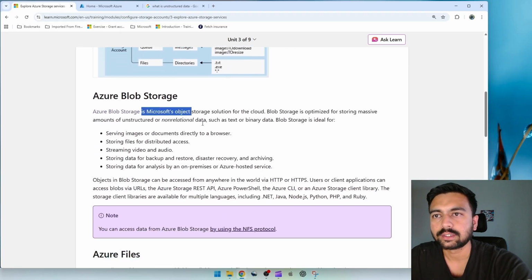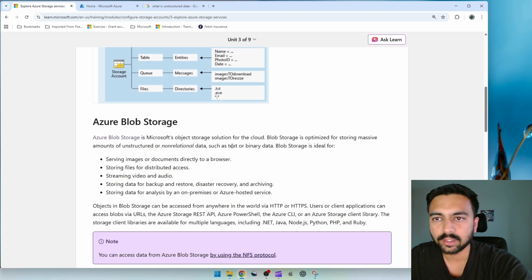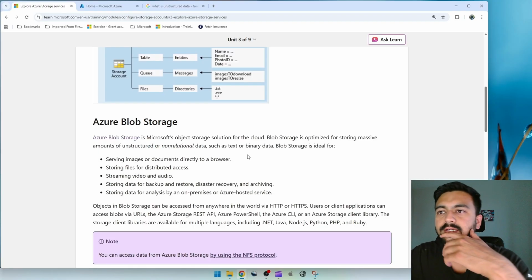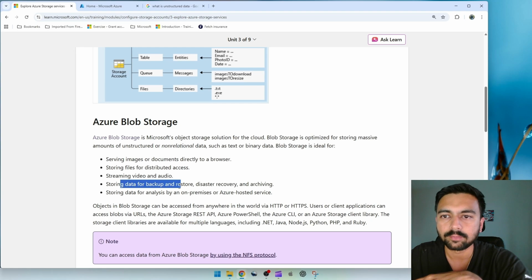Blob storage is optimized for storing massive amounts of unstructured or non-relational data. So we probably learned earlier what is unstructured and non-relational data. Any type of images, documents, files, video, audio, data for backup, data for analysis.